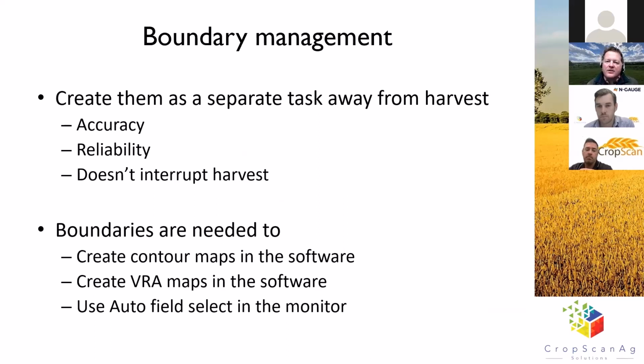When we're creating boundaries, a number of people ask me the best way to go about it. The ideal way is not doing it when you're harvesting or spraying or seeding. Do it as a separate task away from harvest. You can do them on the portals, but they're going to be less accurate than if you do them in the paddock, drive around with a ute or something like that, and get the highest level of accuracy you can, get the RTK accuracy. Do them once, do them well, and you won't have to do them again unless you merge boundaries and merge paddocks and things like that.